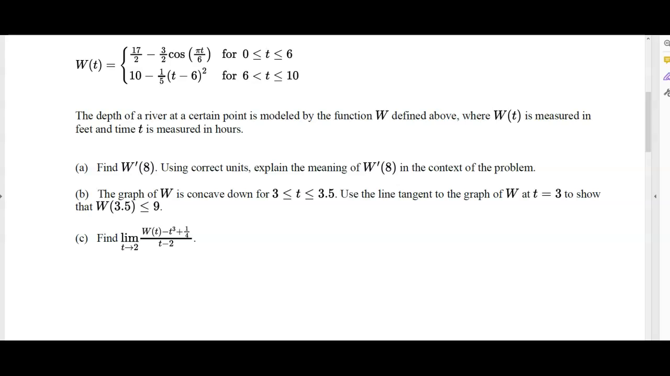So with a limit, this is kind of a flashback to last week. When you do a limit, the first thing you always do is try your direct substitution first. So let's try direct substitution. We're just going to plug the 2 in.